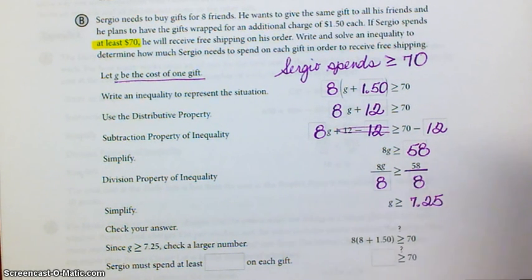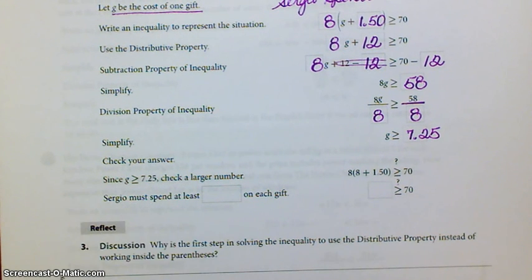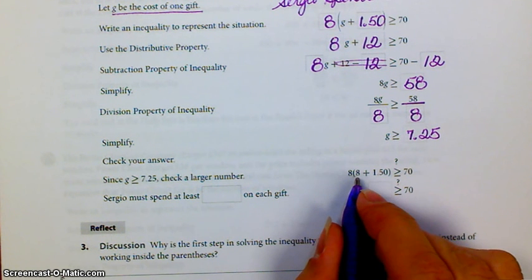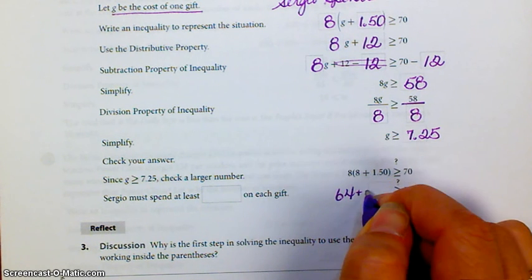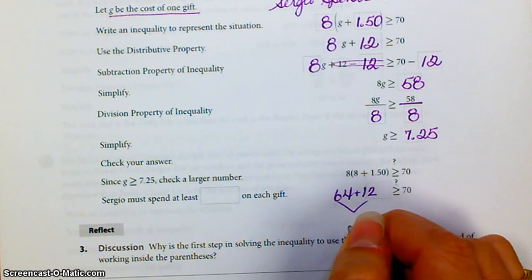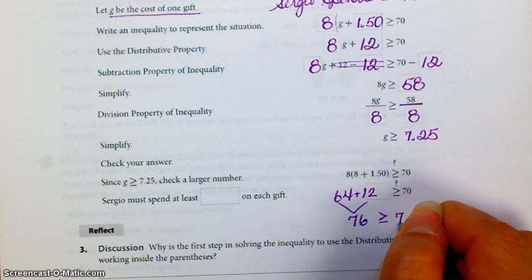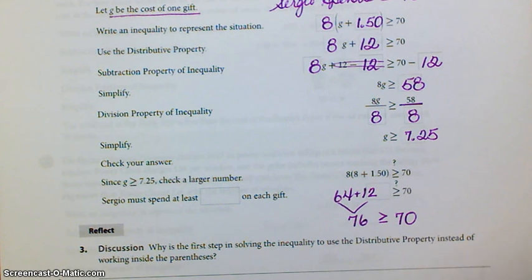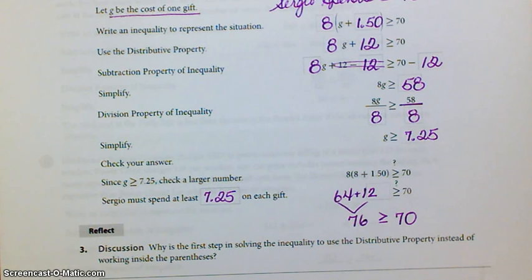So I know it's a little bit more than 7. Okay. And then check your answer. Since G is greater than or equal to $7.25, pick a larger number. So let's say we pick a gift that's $8 apiece. Well, 8 times 8 is 64, plus 8 times $1.50, which is another 12. Those two together are 76. And 76 is greater than or equal to $70. Okay, so Sergio must spend at least $7.25 on each gift.